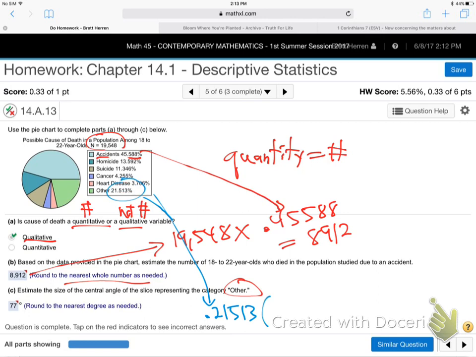That's the other, times 360 degrees. Now, why am I multiplying by degrees now? Because now they want an angle. They don't want total people. You with me? In question B, they said how many people, so I multiplied by the total number of people, the percentage times the people, or the decimal times the people. Now I'm multiplying the decimal for other times the degrees in a full circle, 360. You do that, you get 77 degrees, says the computer. Good.